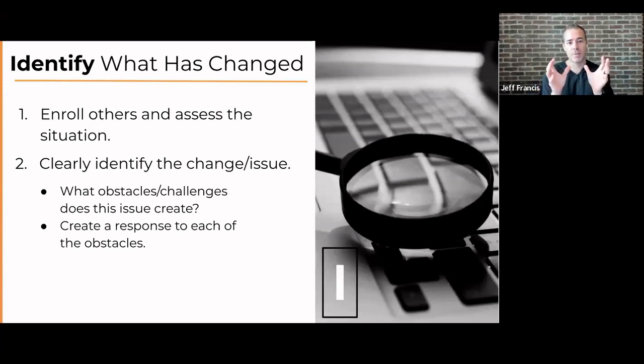So one of the things I like to think about is, okay, something's changed. What obstacles does that create for us? Sometimes there's more than one. Oftentimes, in fact, there's more than one. And then thinking through it systematically, okay, for each one of those obstacles, what is our response for overcoming those obstacles or addressing those, right?